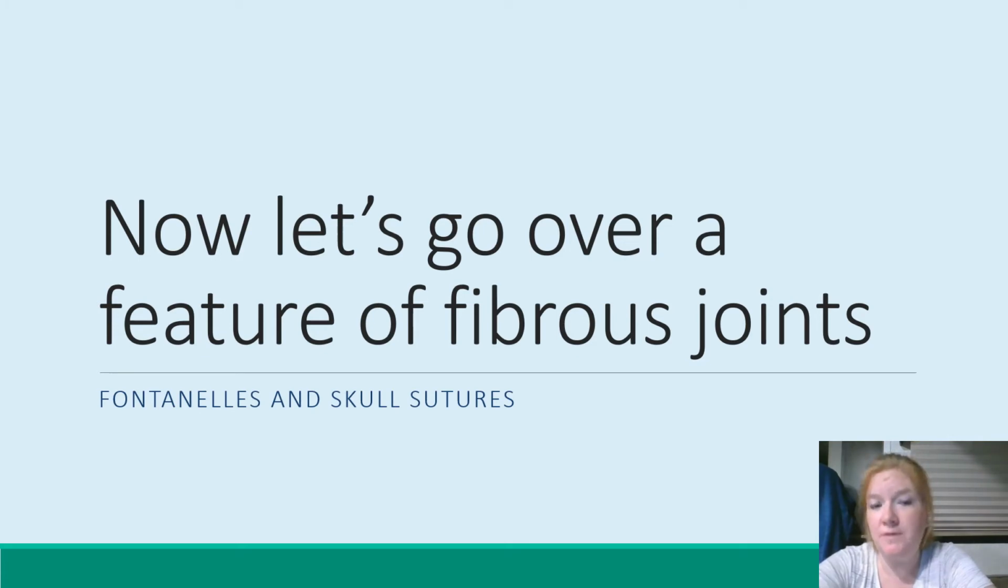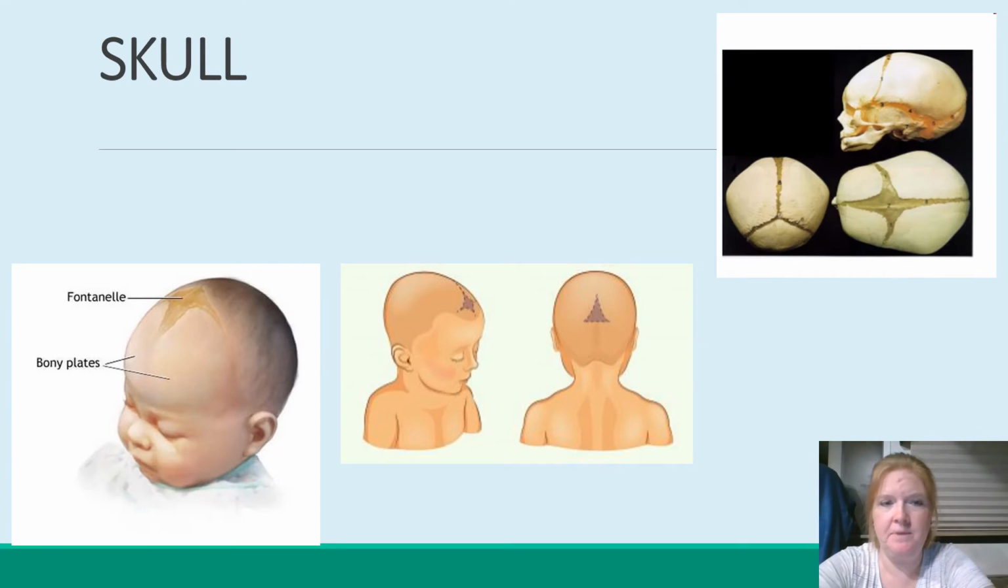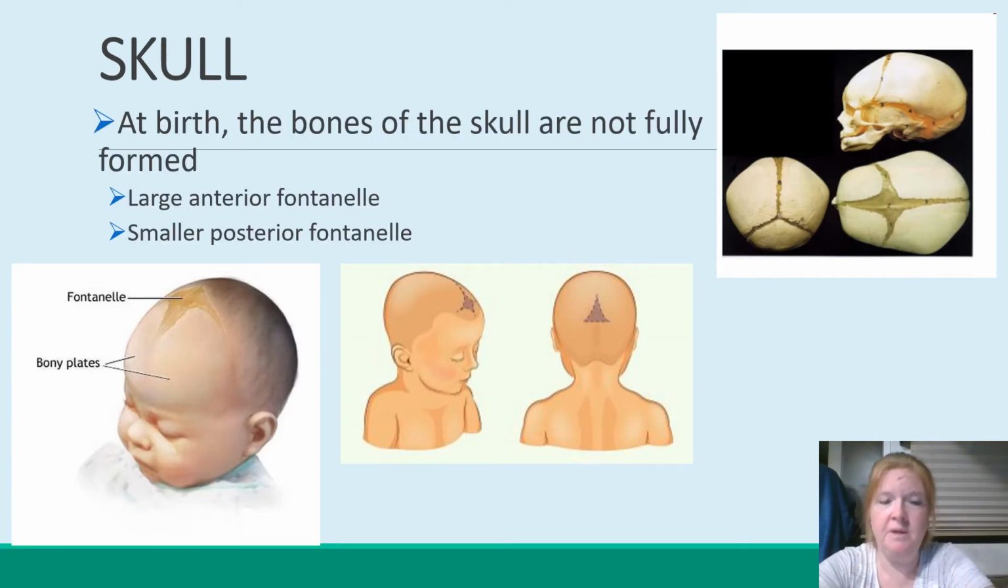Now let's go over a feature of fibrous joints, fontanelles and skull sutures. Here we have a newborn skull. At birth, the bones of the skull are not fully formed. There's a large anterior fontanelle, soft spot, and there's a smaller posterior fontanelle, soft spot. So the newborn skull is not fully formed. The bones are not fully fused. They haven't even fully grown all the way.